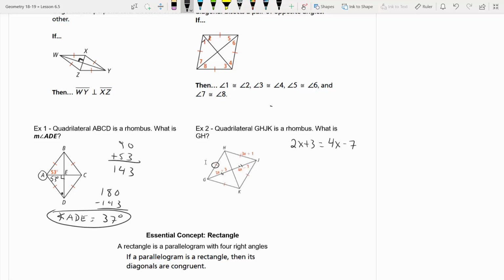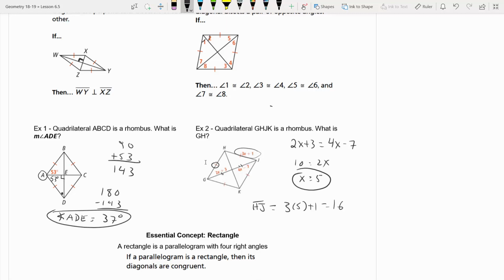And I'm going to go ahead and solve that quick. You guys do the same. So I got x equals 5. Well, since a rhombus has 4 congruent sides on the outside, if I plug into this 3x plus 1, that's going to give me the length of HJ, which is the same length as GH.